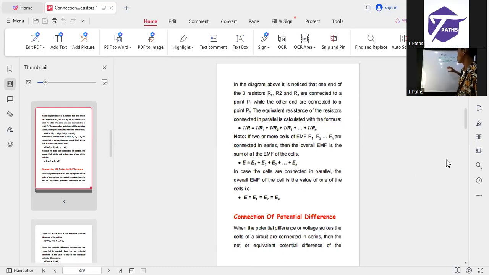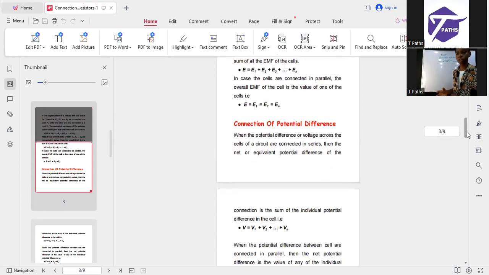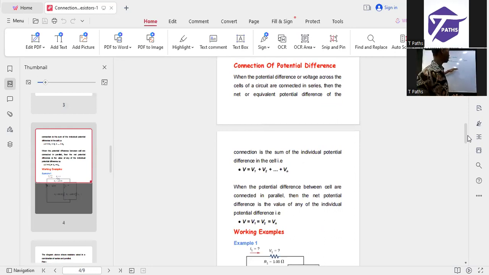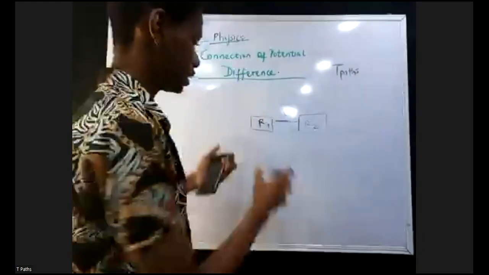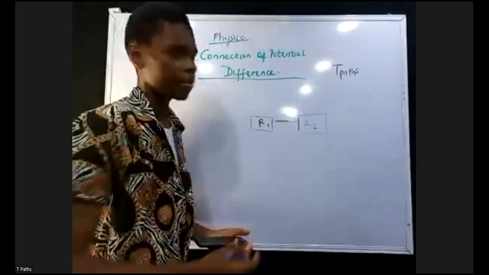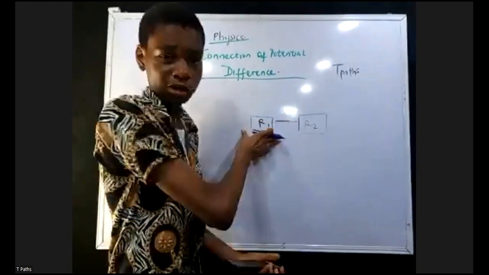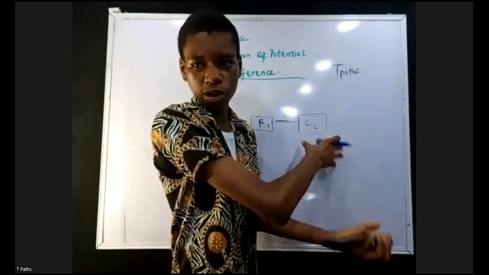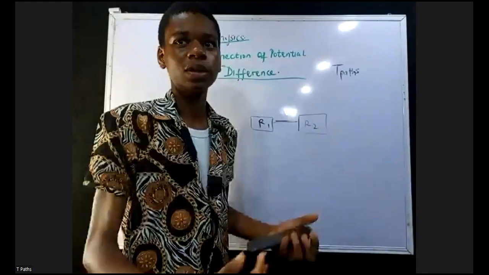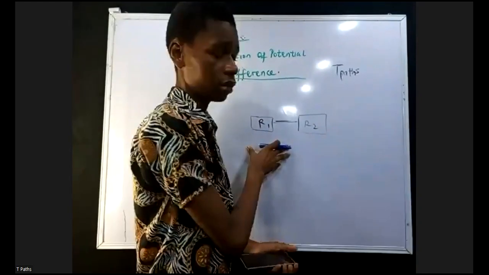Now, to calculate the net or overall potential difference of resistors connected in series, you add up the individual potential differences in the circuit. For example, I have R1, a resistor connected in series to R2, like this. I want to find the net potential difference of these two. So I'll calculate the potential difference across resistor R1, and then across resistor R2, and then add them together. That's going to be my net potential difference of the circuit.